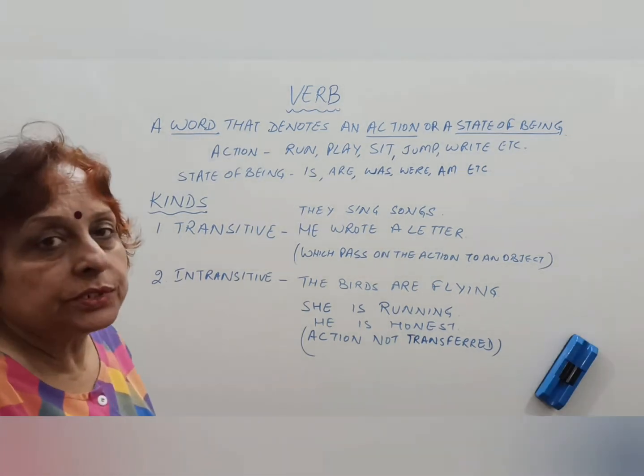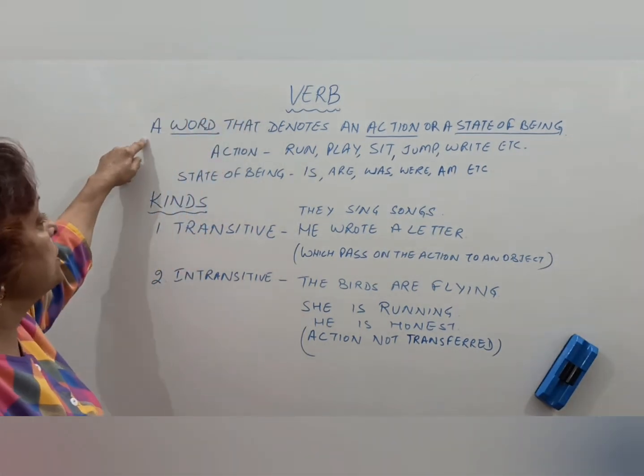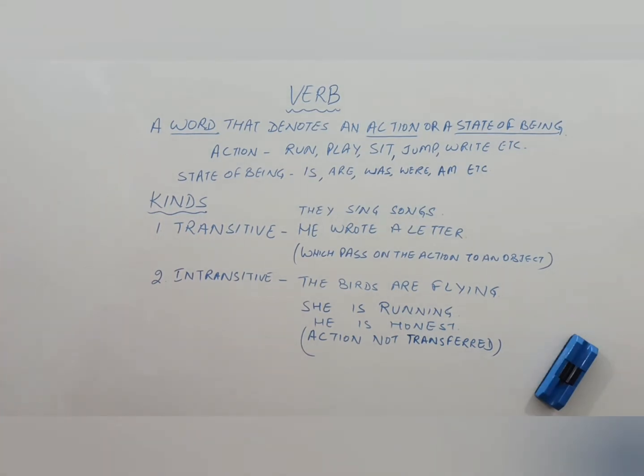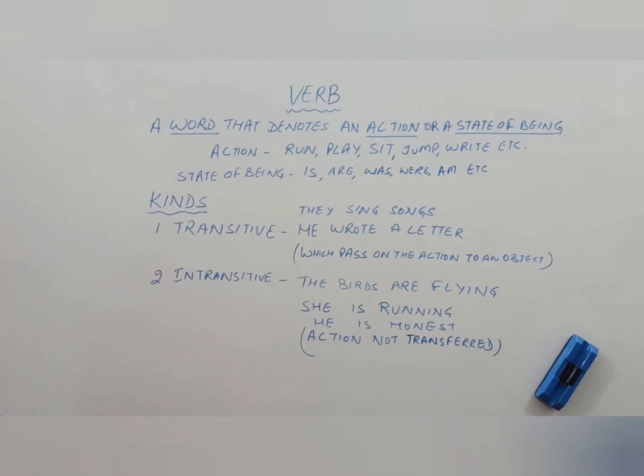Now the next comes a verb. What is a verb? A word that denotes an action or a state of being. A word that expresses an action or a state of being. For example, action: run, play, sit, jump, write, etc. State of being: is, are, was, were, etc.